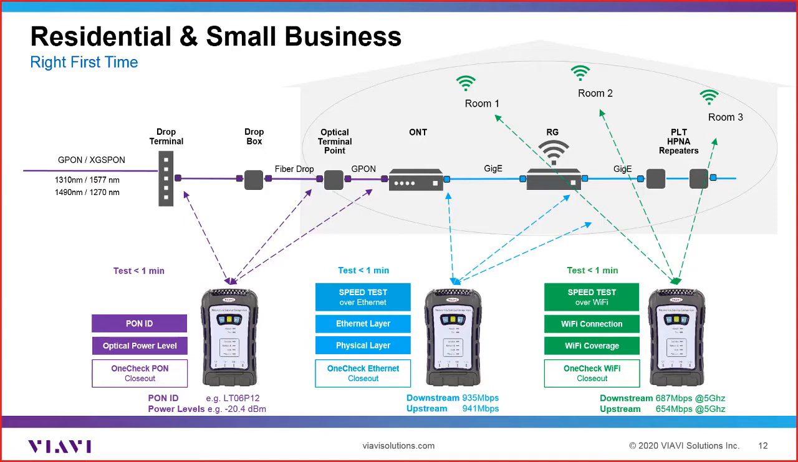Then behind the ONT to the gateway, or even behind the gateway, wired connections, looking at physical layer, Ethernet layer, and a speed test over Ethernet. And then going through the home and verifying that you do have the Wi-Fi coverage and connection, as well as the speed test requirements that the customer is looking at for the service that they've purchased.